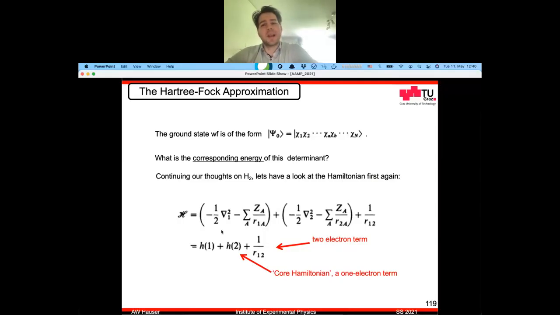This is a one-electron term because it's only relevant for a single electron. So this part of the Hamiltonian depends only on one specific electron coordinate, and then another one for the second electron and so on. And then you have this term 1 over R12. This is something we are going to call the two-electron term because it will couple the motion of two electrons. It is the part of the Hamiltonian that depends on two electrons at the same time. Okay, so these are the ingredients we're going to work with now.